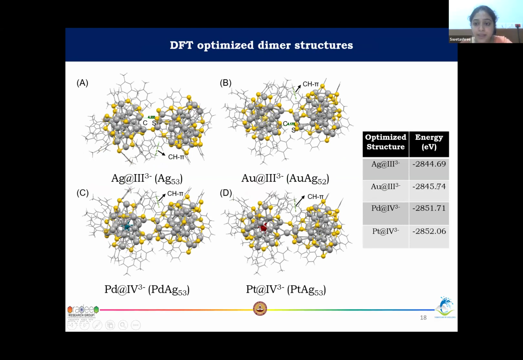And also from the DFT calculations, we have seen that the gold doped dimer is more stable than the silver doped dimer. Similarly, the platinum doped dimer is more stable than the palladium doped dimer.